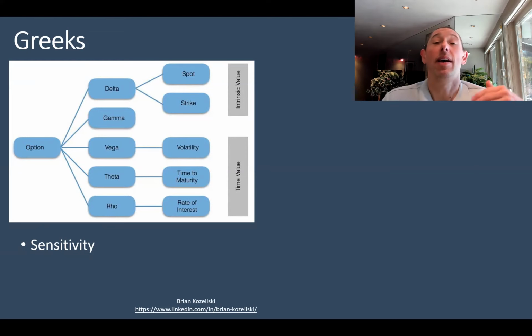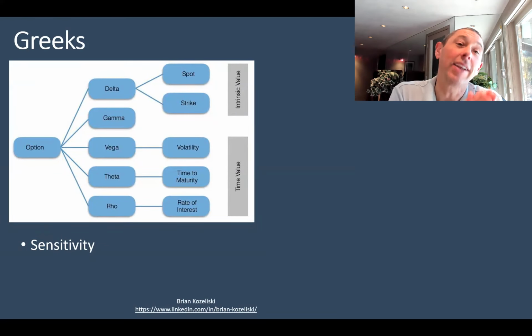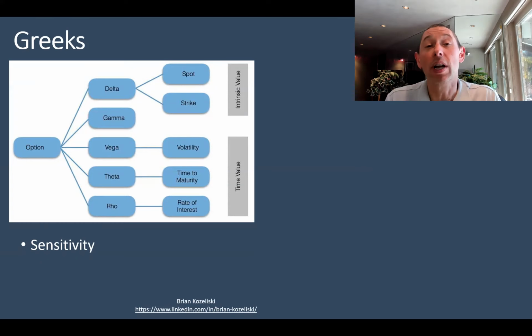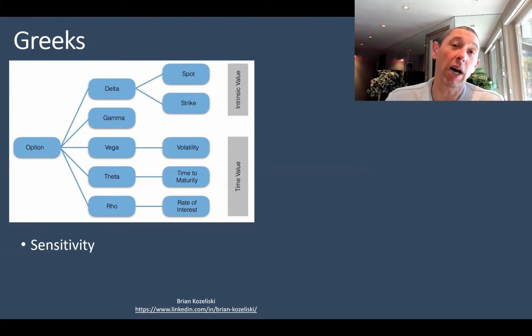Gamma is the sensitivity of the change in delta. Vega is the sensitivity of the option's price to changes in volatility. Theta, again, is the sensitivity of the change in the option price due to the time to maturity. Now, theta, of course, slowly decays over time. And rho is the change in the price subject to changes in interest rates. So these are all something to keep in mind. People will talk about these, but we're really just talking about sensitivity. How much will changes in the underlying variables, spot, strike, volatility, time to maturity, and interest rates, affect the option prices? These will vary by time. These will vary by option, etc.